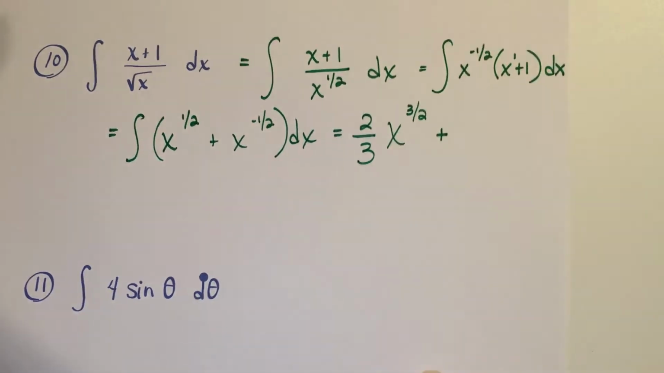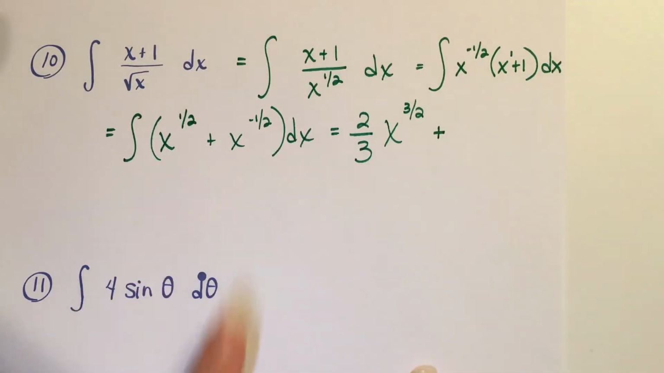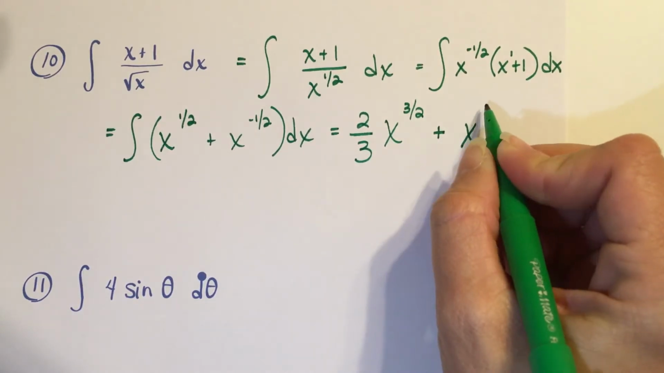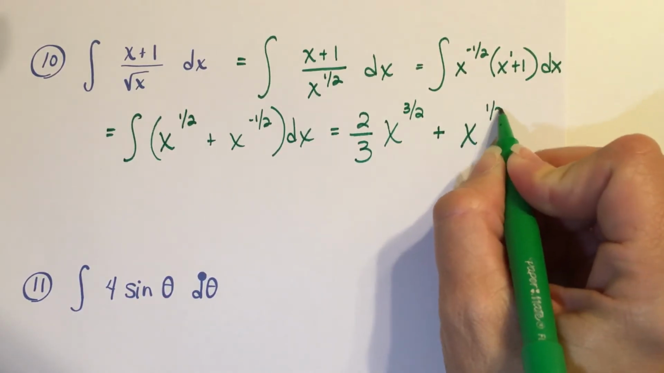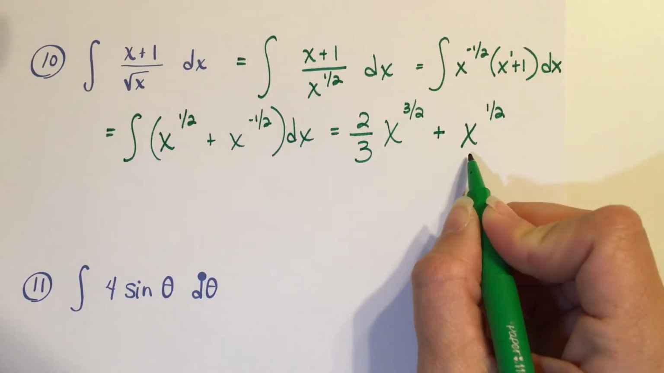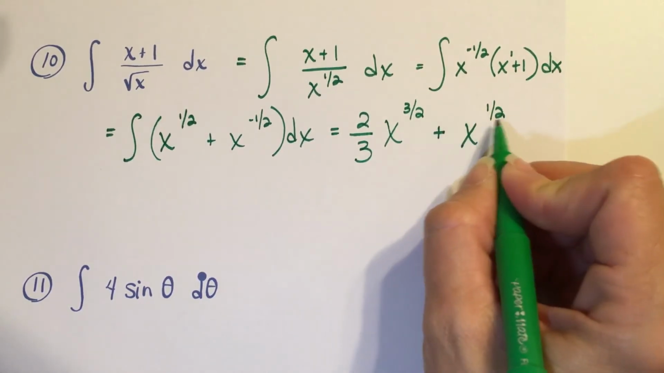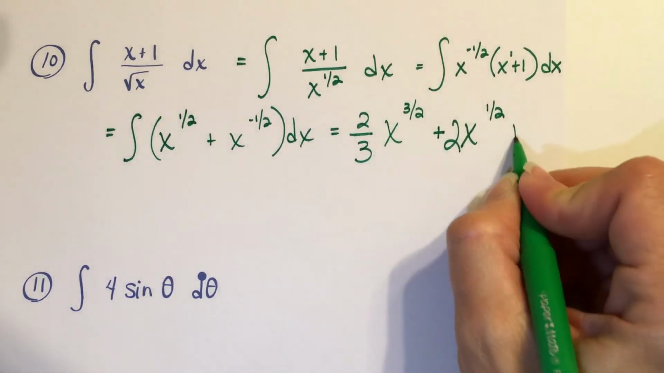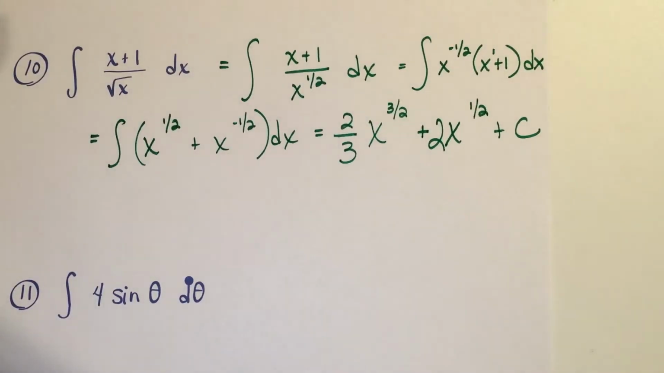Okay, plus, all right, so this is a -1/2 power, so I'm going to increase my power by 1. So that's going to give me a +1/2. And then instead of dividing by 1/2, I'm going to multiply by the reciprocal of 1/2, which means I'm multiplying times 2, and then plus c. And actually, you don't even have to rewrite anything by going ahead and multiplying by the reciprocal.